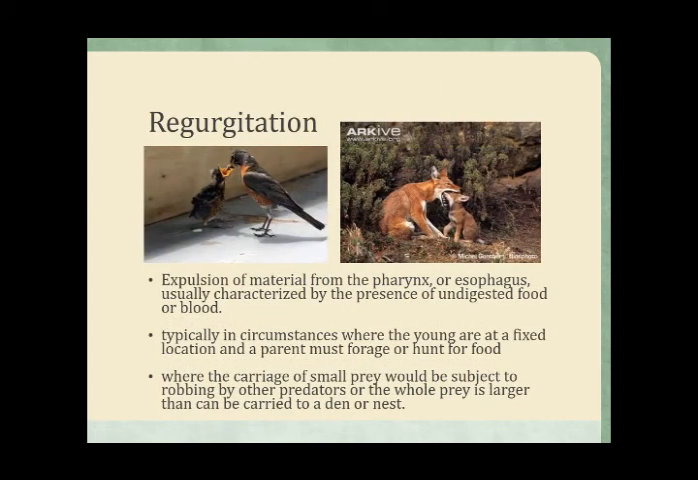Regurgitation is done a lot by animals. Some mother birds eat the food first, and then fly away to their nest and feed the babies through their mouths with the undigested food. Why do they do that? They do that because there are so many predators. Maybe the prey is larger than they can carry all the way to the nest. So they have to eat it first, and then not swallow it, and feed it to the young.